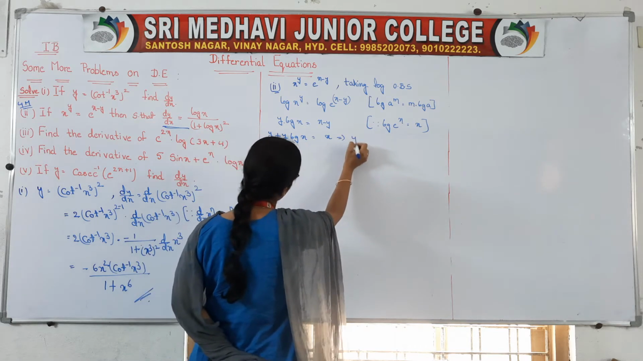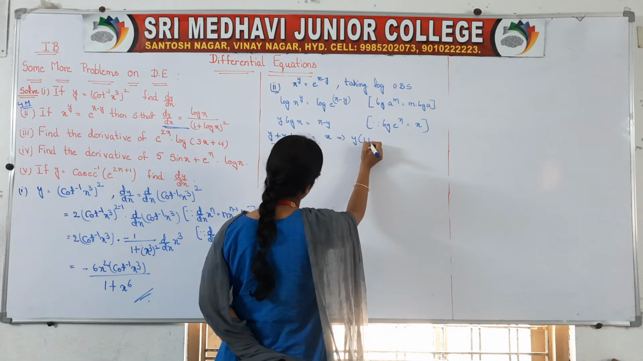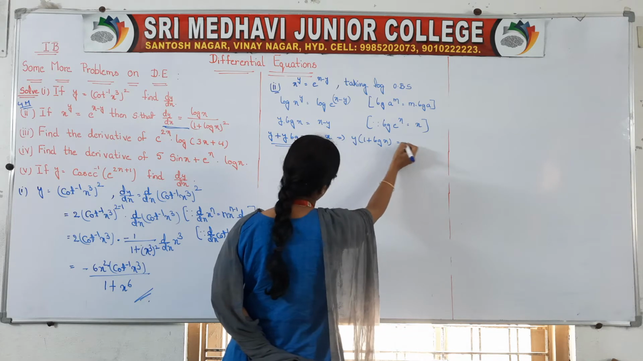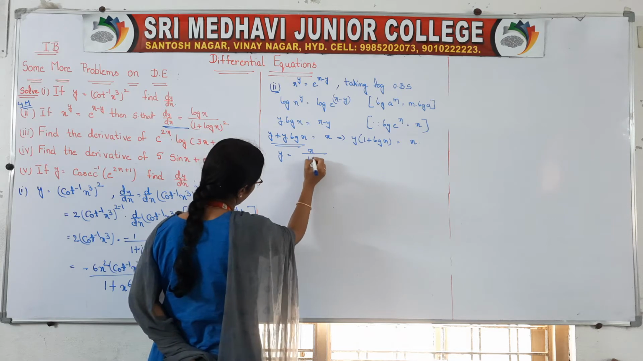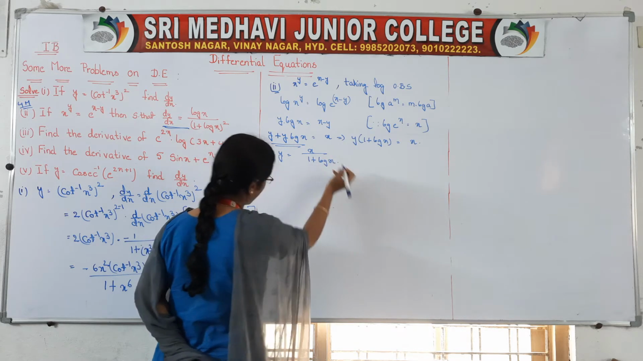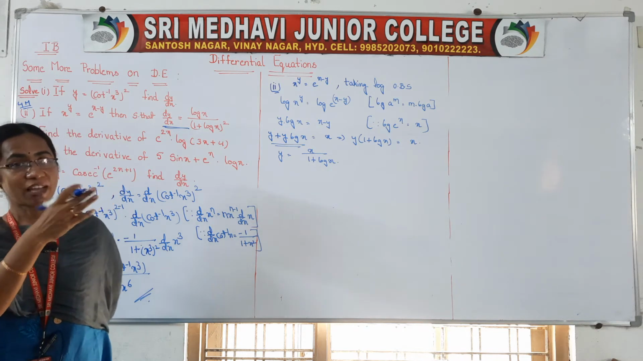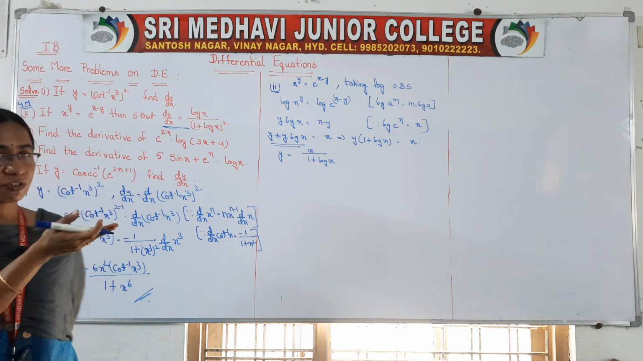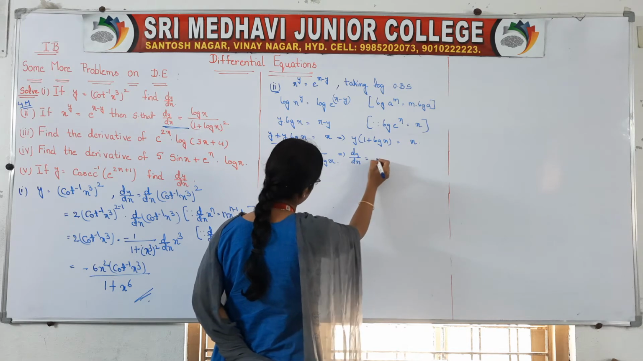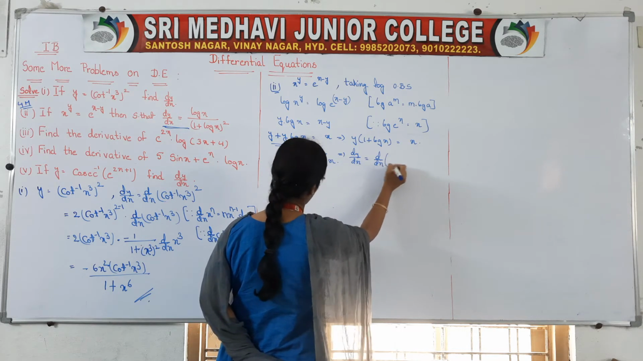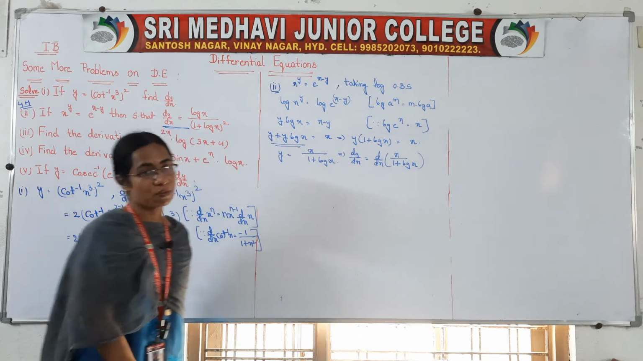From these two you take y common outside, then it is 1 plus log x is equal to x. Then what will be your y? Y is equal to x by 1 plus log x. Okay, so with this we have to prove that dy by dx value. So u by v form, no? If we take dy by dx, so what happens? Dy by dx is equal to d by dx of x by 1 plus log x, u by v form.